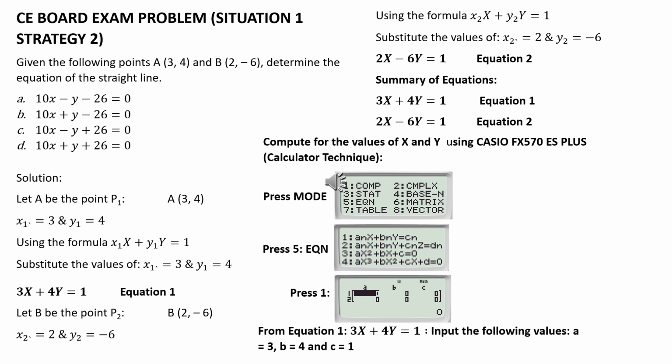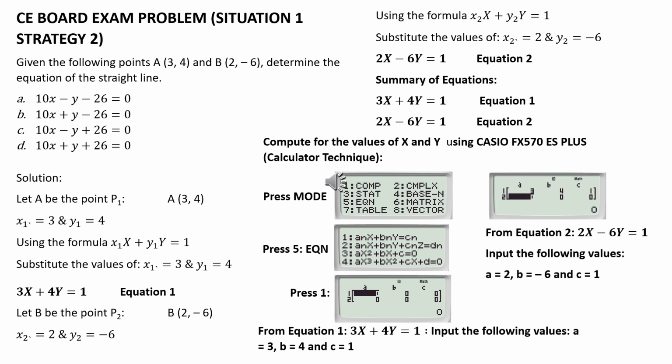From equation 1, 3x plus 4y is equal to 1, we input the following values: A is equal to 3, B is equal to 4, and C is equal to 1. And also from equation 2, 2x minus 6y is equal to 1, we input A is equal to 2, B is equal to negative 6, and C is equal to 1. Finally, all the values of A1, B1, C1, A2, B2, and C2 are now recorded.